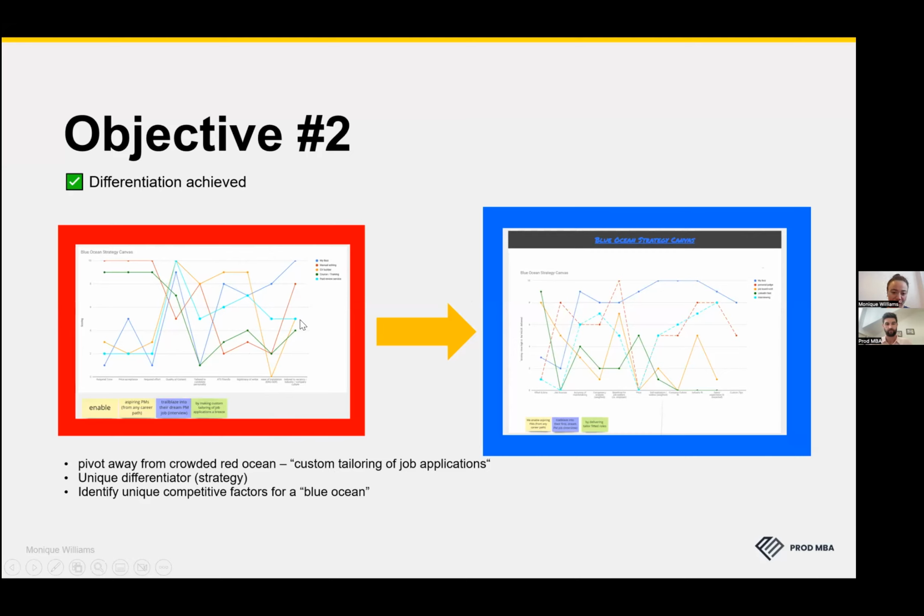And using this framework helped me to actually pivot away from this crowded market to a more blue, less crowded market, where you can see that there's a lot of space here, and helped me identify unique, more competitive factors to focus on with the offer of delivering these tailor-fitted roles.